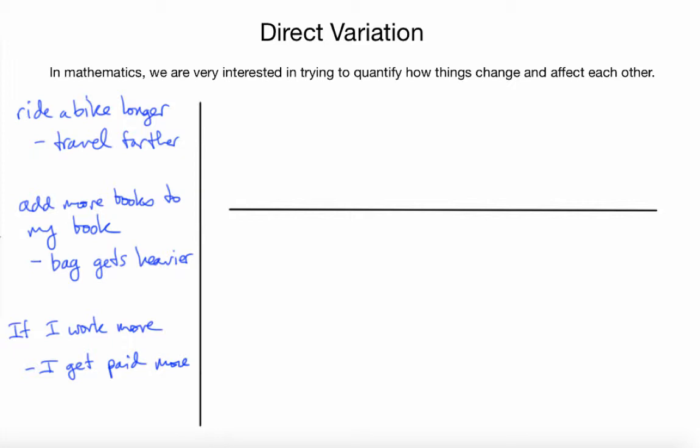All right, so let's look at what a direct variation equation is. This is what it is in a nutshell. It says there's something changing, x, some variable that represents, it could be hours, it could be number of books, it could be how much I'm working, but as that variable changes, it affects the result for this other variable, y. I go farther, my bag gets heavier, or I get paid more money on my paycheck.